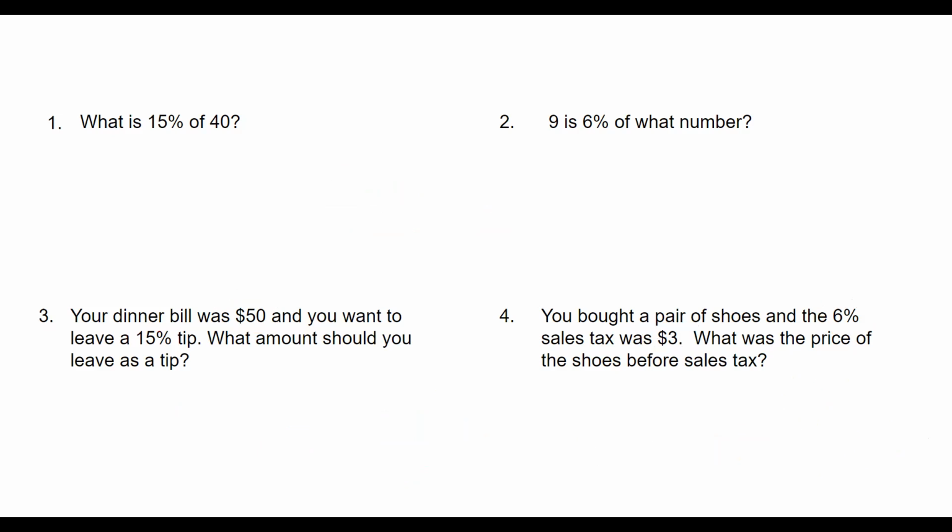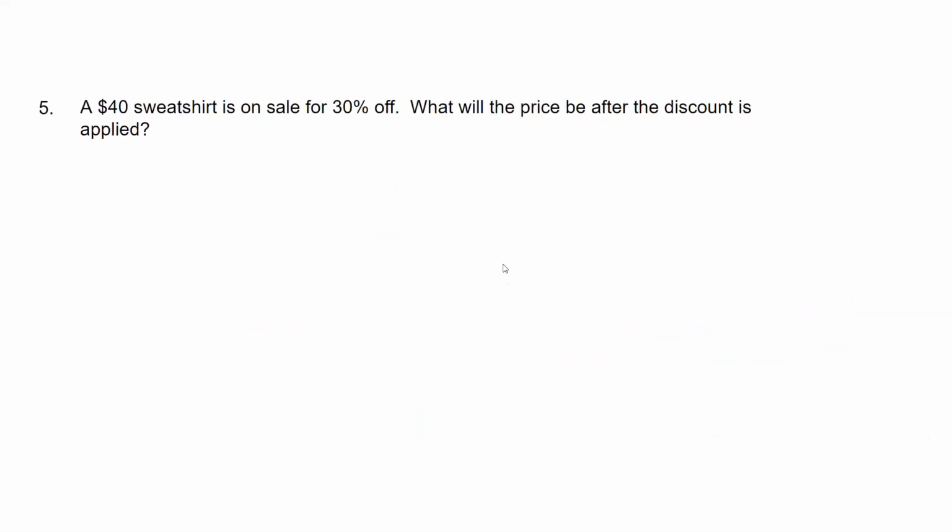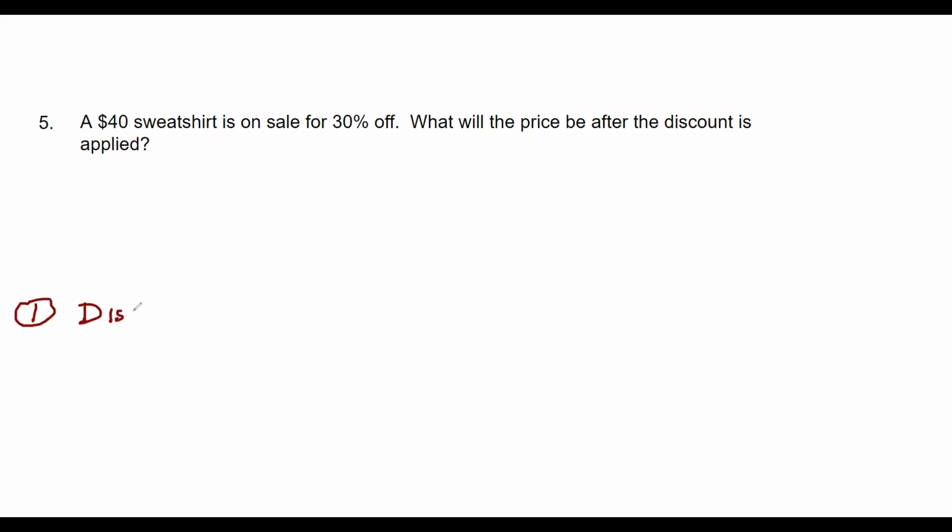All right, I'm going to do one more problem. This problem involves an extra step, which is sometimes the case with problems like this. A $40 sweatshirt is on sale for 30% off. What will the price be after the discount is applied? So the two steps are, first, we should find out the amount of the discount. How much is the price of the sweatshirt going to be reduced by? The second step is, what is the final price after we apply that discount? So let's see how this works.